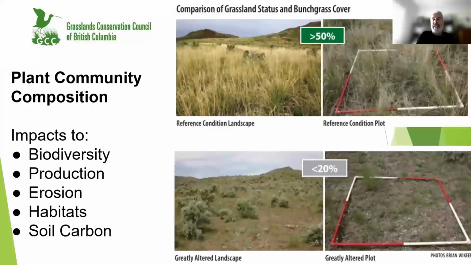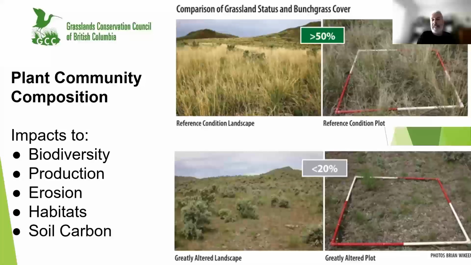So some of these pictures are a little fuzzy because they were copied out of the manual there. And so when it comes to plant community composition, the main thing that it's based on is bunchgrass community compared to the reference conditions. So what should be there in a site versus what you've got.